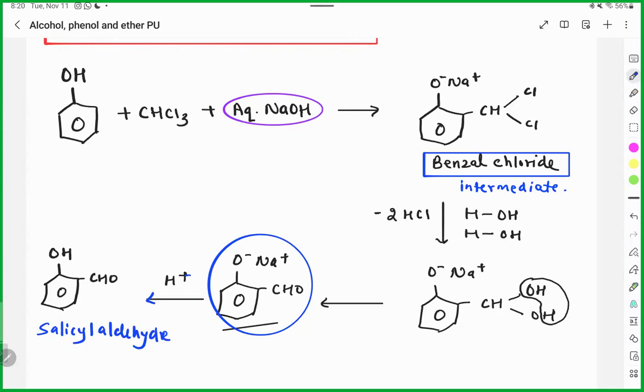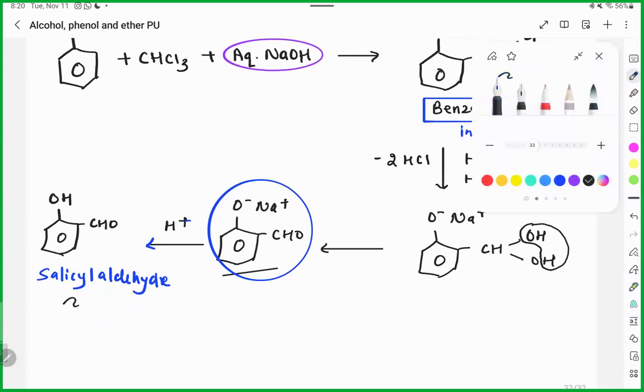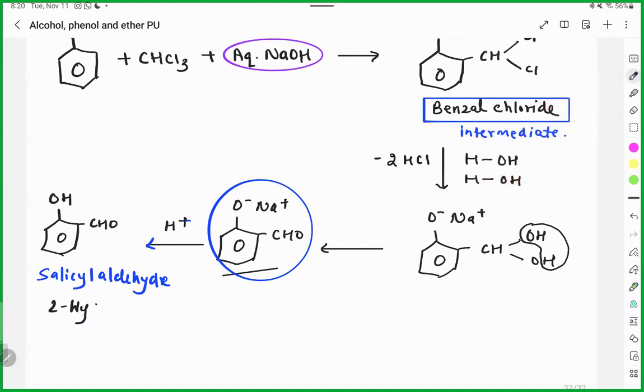What should be the name of this compound? 2-hydroxybenzaldehyde, right? So you can write this also: 2-hydroxybenzaldehyde. Sir, what is so special about this reaction, that it is asked so many times?